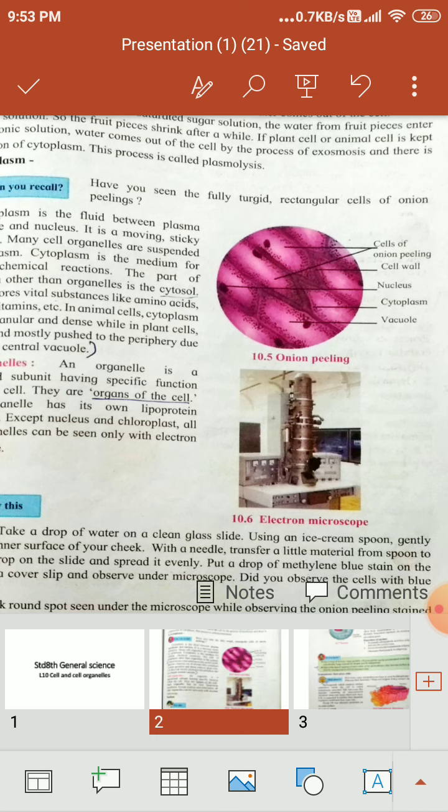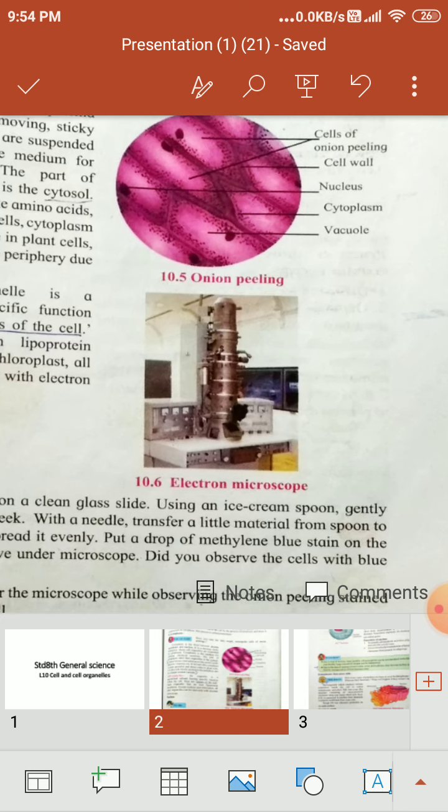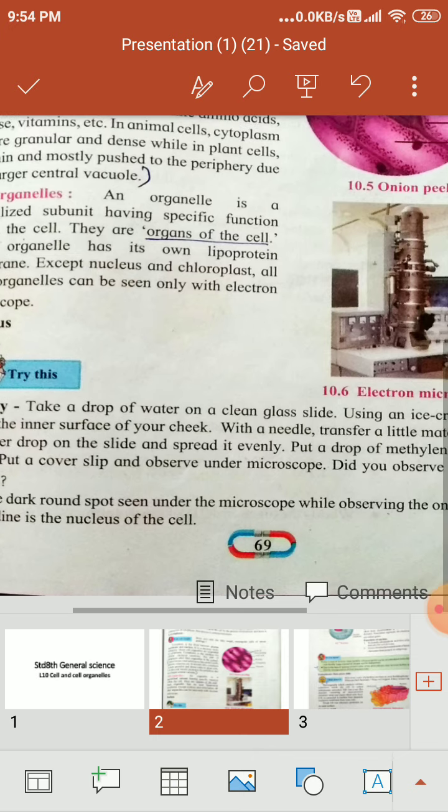The picture of the electron microscope is on the right hand side. What does this electron microscope look like? In the laboratory we use the compound microscope. Now one by one we will discuss the cell organelles, starting with the nucleus.